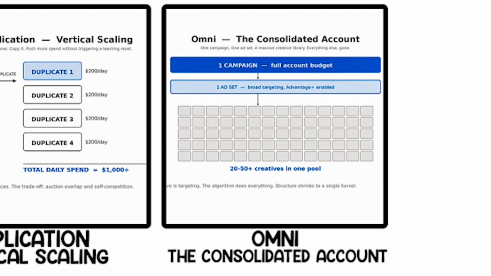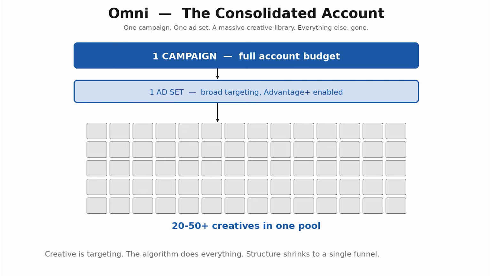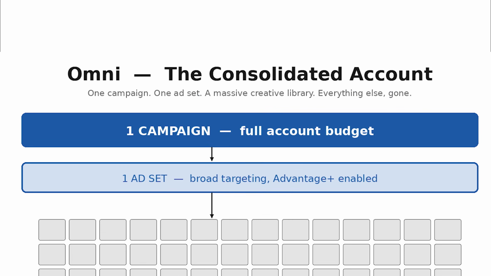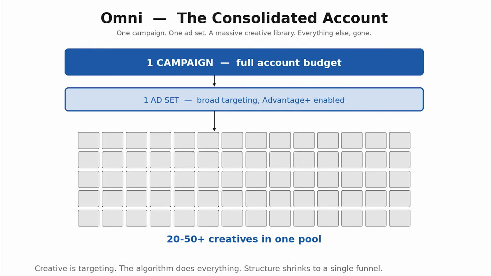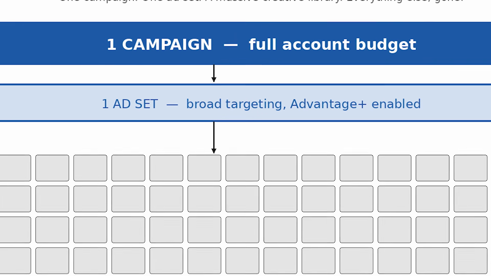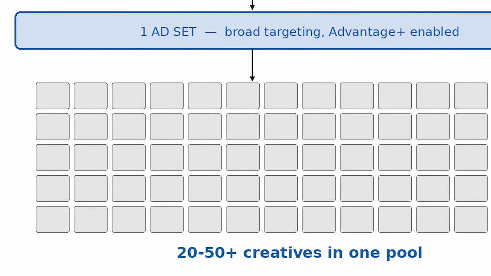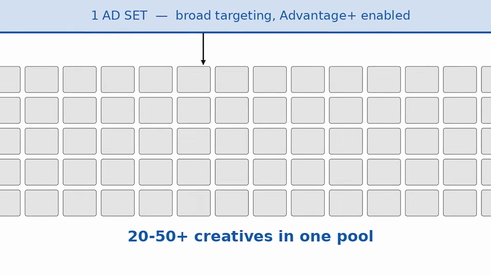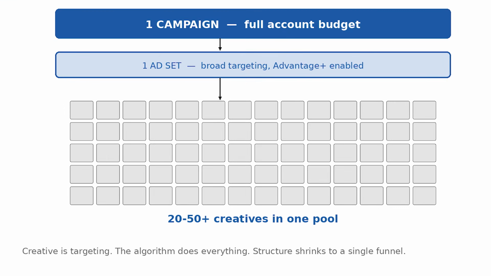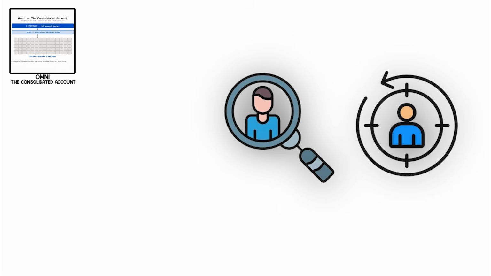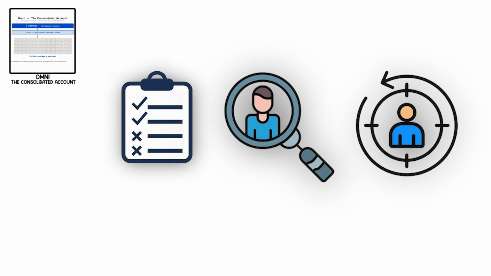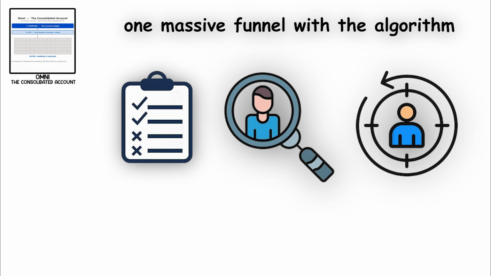Omni, the consolidated account. And then there's the structure that's emerging at the very top. Call it Omni, call it the consolidated account. Call it the Andromeda endgame. The idea is brutal in its simplicity. One campaign, one ad set, 20 to 50 creatives stacked inside, broad targeting, Advantage Plus enabled. That's the entire account. No retargeting campaign, no prospecting campaign, no separate testing setup. Just one massive funnel with the algorithm doing all of the work.